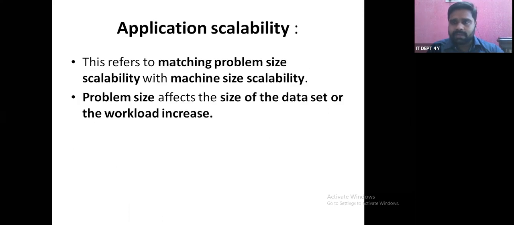The next one is application scalability, guys. Application scalability: suppose we are doing one project, and the data set size is increasing. Previously, for a small amount of data, my system was working fine. The data set increases day by day, right? After 1 year of work the data set size has increased so much that my system is unable to process that much data. What I have to do is increase my system capabilities in parallel with the workload that has increased. That we call application scalability.